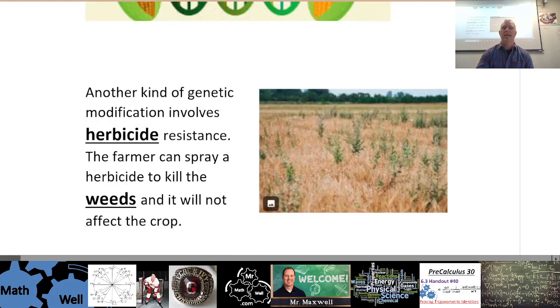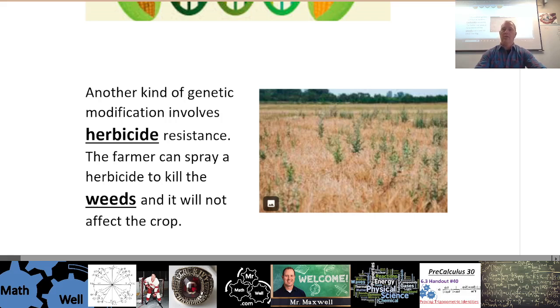Another kind of genetic modification involves herbicide resistance. So remember, pesticide is eliminating pests. Herbicide is specific: herbs are plants. So herbicide resistance means that a farmer can spray a herbicide, a deadly chemical to certain plants, to kill the weeds, and it won't affect the crop.